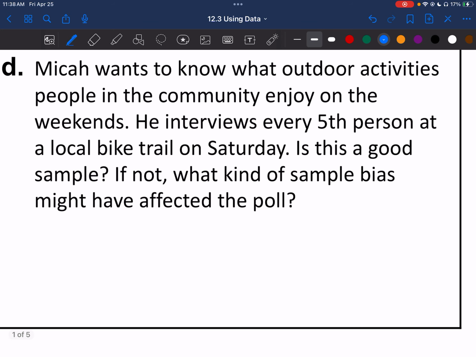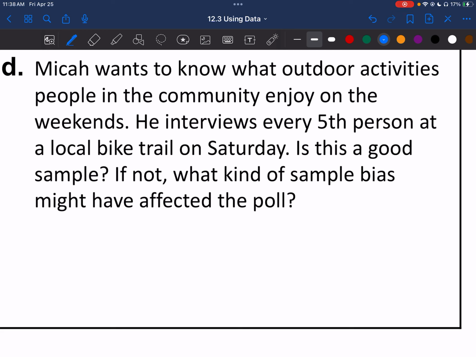All right, letter D. We have Micah. Micah wants to know what outdoor activities people in the community enjoy on the weekends. He interviews every fifth person at a local bike trail on Saturday. Is this a good sample? And if not, what kind of sample bias might affect it?